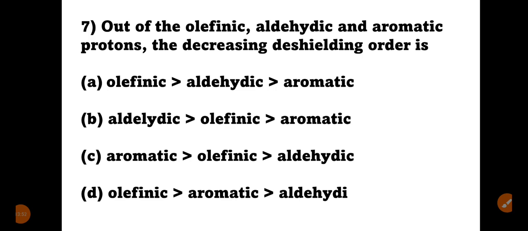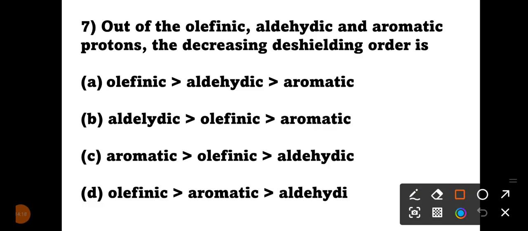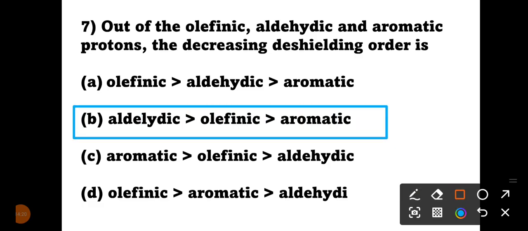Okay, next. Out of the olefinic, aldehydic and aromatic protons, they are asking for the decreasing order. The options are olefinic, aldehydic, aromatic; aldehydic, olefinic, aromatic; aromatic, olefinic, aldehydic; and olefinic, aromatic, aldehydic. A very simple question. We just have to know the delta values for the different functional groups. So the answer here is aldehydic, olefinic, aromatic, because aldehydic and acidic protons give their delta value at 10 to 12 ppm.